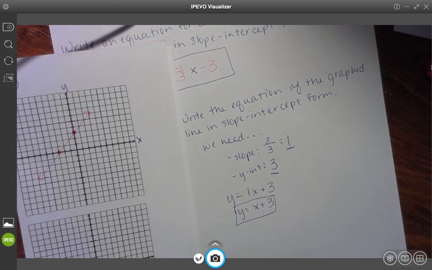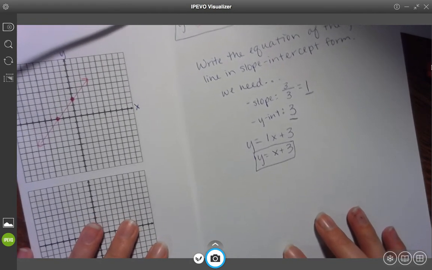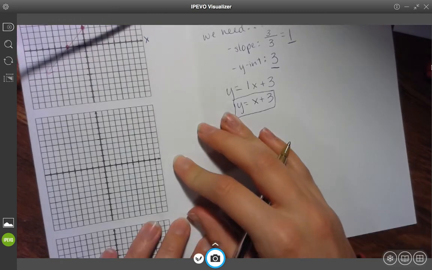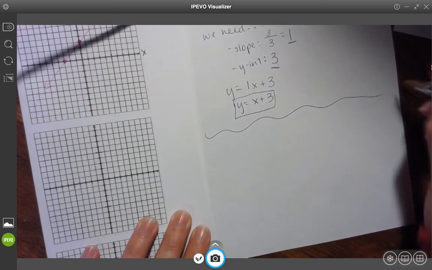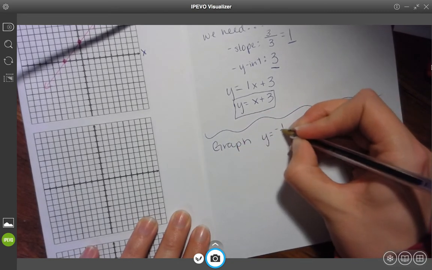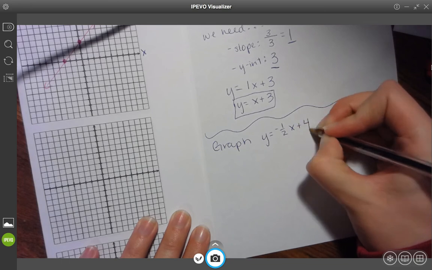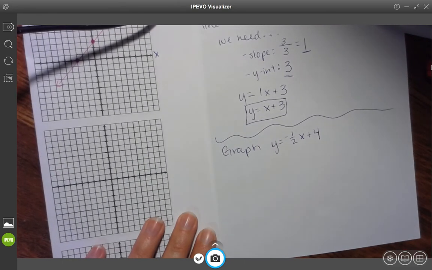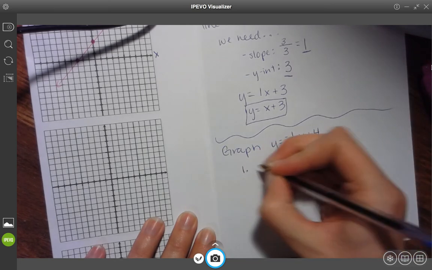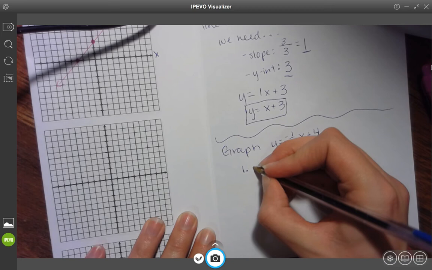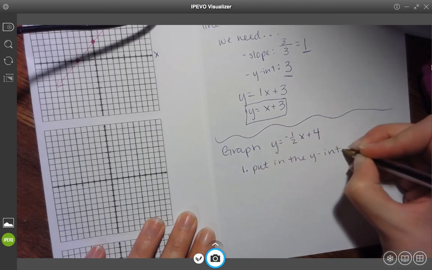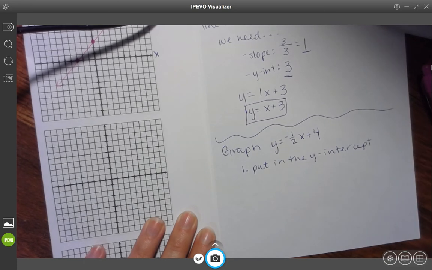So last thing we can talk about with slope-intercept form is graphing given slope-intercept form, okay? So let's do y equals negative 1/2 x plus 4. So we're going to graph that. To graph, the first thing you want to do is put in the y-intercept. Remember, slope-intercept form gives us the y-intercept.